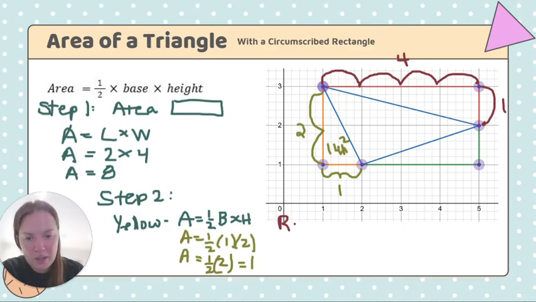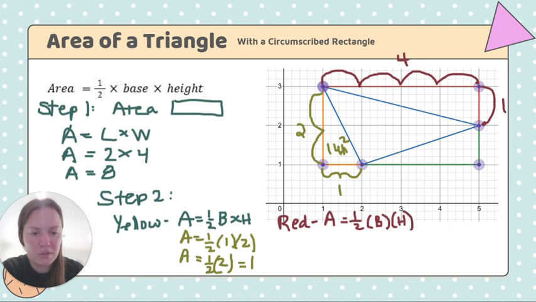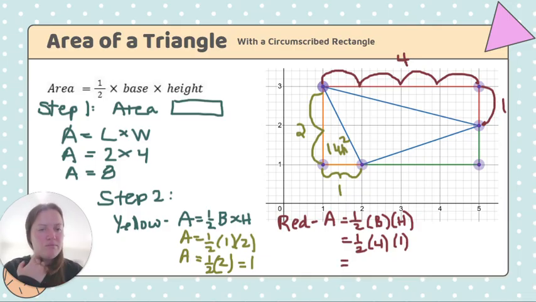So for our red one, we're going to do, remember, area equals 1/2. Let's do parentheses like we should be here, base times height, so we don't get them all confused. 1/2 our base, which is 4, right here, and our height, which is 1. Remember, it doesn't matter which one's your base and your height. You could totally have this one be your base.